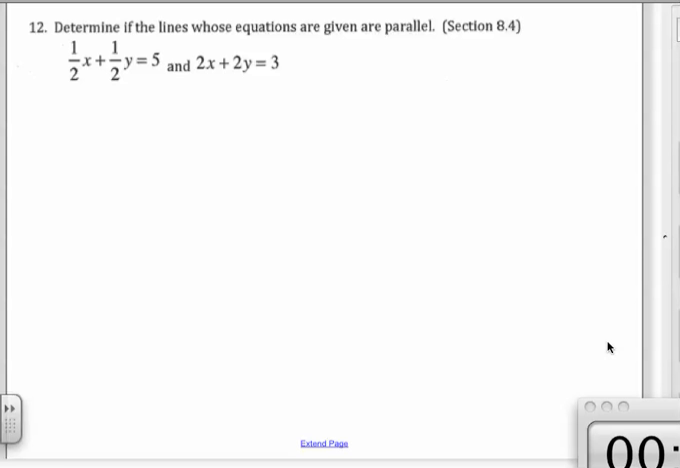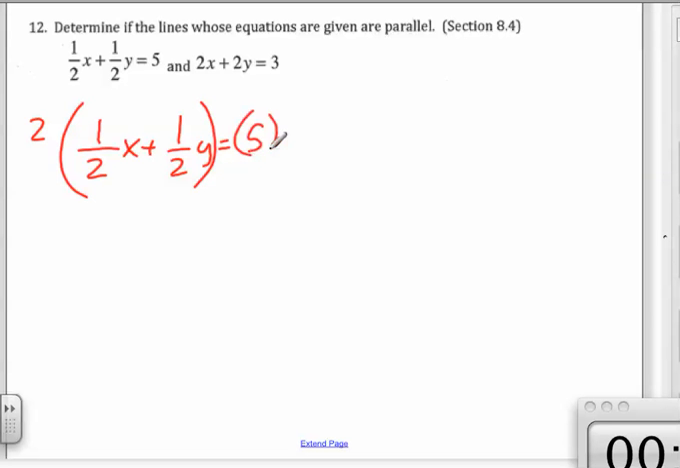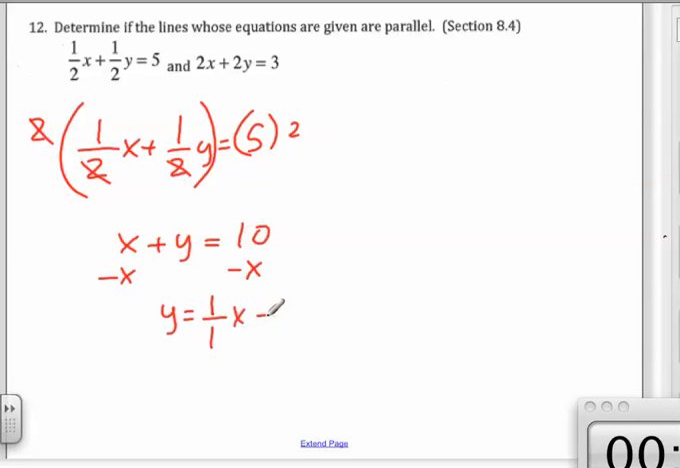So I'm going to take this first equation, right? I'll write it a little larger. 1/2 x plus 1/2 y is equal to 5. The first thing I'm going to do is multiply both sides by 2 just to get rid of these fractions. Does that make sense? So that's going to cancel. All right, so I'm just going to get x plus y must equal 10. Then I'm going to subtract x from both sides. And I'm going to get y is equal to negative 1 over 1x plus 10. Right?